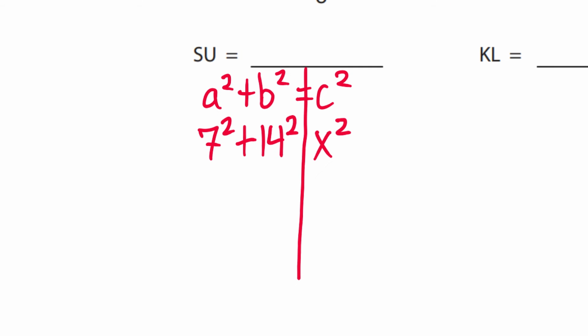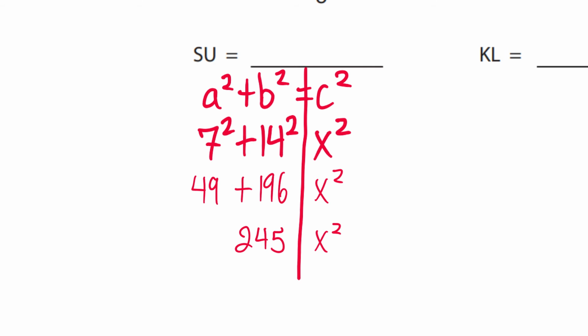All right, so what is 7 squared? 49. What is 14 squared? 196 equals x squared. All right, we're going to go ahead and add that up. That's going to give us 245 equals x squared. Okay, how do I get rid of a square? Square root. Remember, square and square root are inverse operations. They do pretty much the exact opposite thing. They basically cancel each other out.